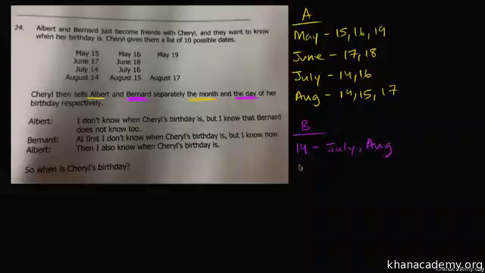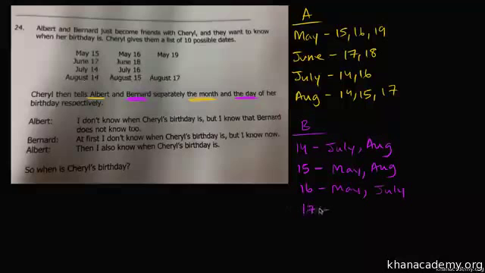If he was told the 15th, then let's see, May would be an option. There's a May 15th here, or August would be an option. There's no June 15th or July 15th here. So May or August. If he was told the 16th, let's see, what are the options? It could be May. There's a May 16th as one of the options. There's no June 16th. There is a July 16th. So he'd say maybe it's July, and there's no August 16th either.